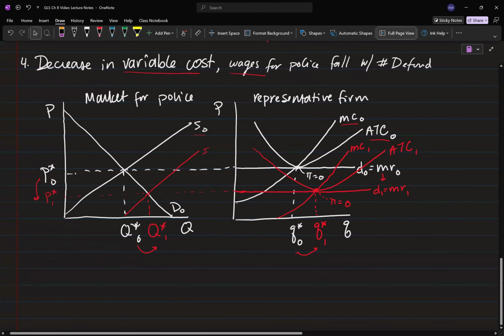All right. And so that's where our analysis ends. With profit being zero, firms, or in this case, the police departments, have no incentive to change their behavior any further. If they were to change at all, it would result in their profits falling and earning a loss.